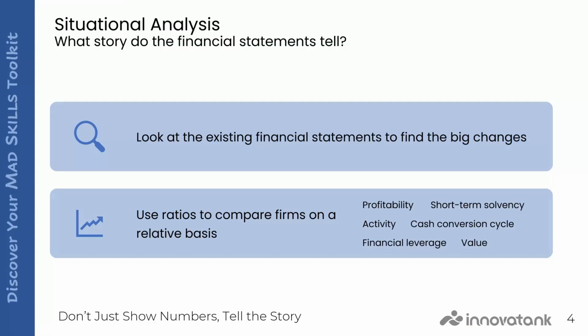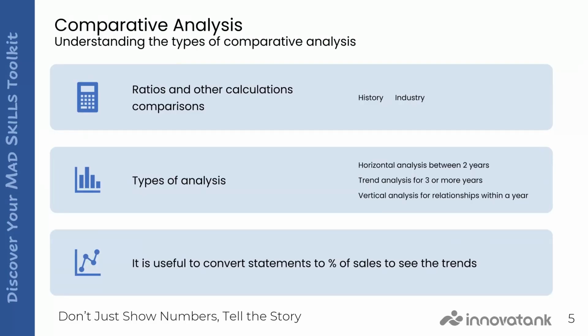Start with the existing financial statements. Note any large changes in key lines. Use ratios to compare profitability, solvency, liquidity, efficiency, and growth. Do horizontal, year over year, trend, multi year, and vertical, within a year as a percentage of sales analysis. Compare historical against industry benchmarks where possible. Convert statements to percentage of sales to make trends easier to see. This gives you a clear picture of current financial health before you propose changes.